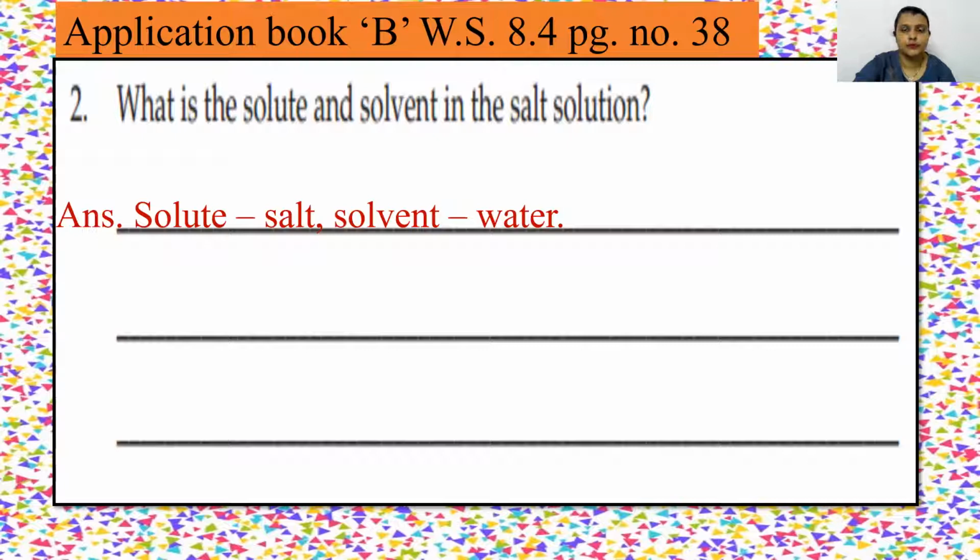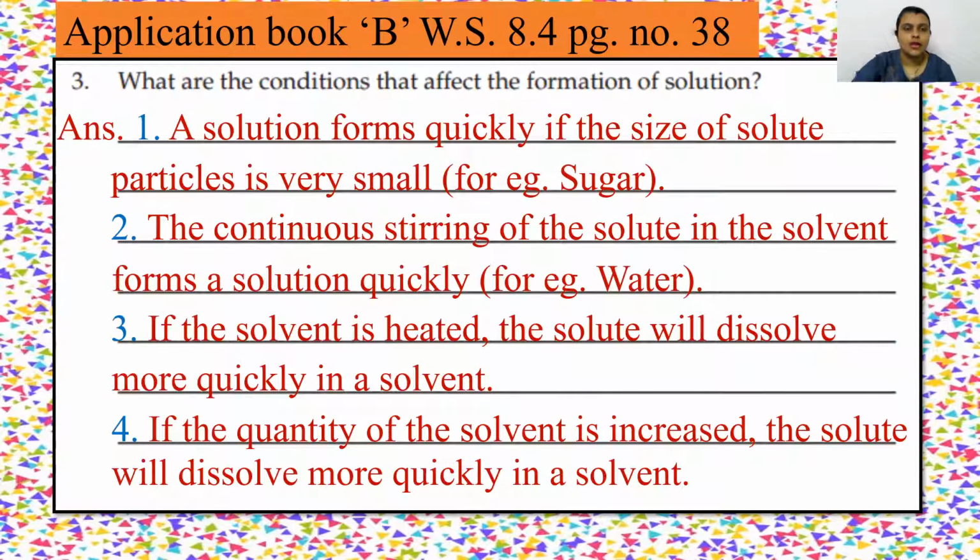Now we will move to question 3. What are the conditions that affect the formation of a solution? First one, you can write these answers in points, okay? A solution forms quickly if the size of solid particles is very small. For example, sugar. Second, the continuous stirring of the solute in the solvent forms a solution quickly. For example, water.